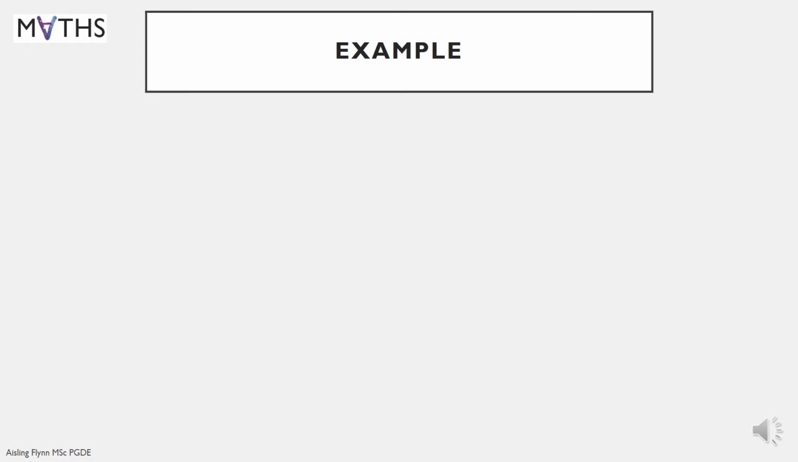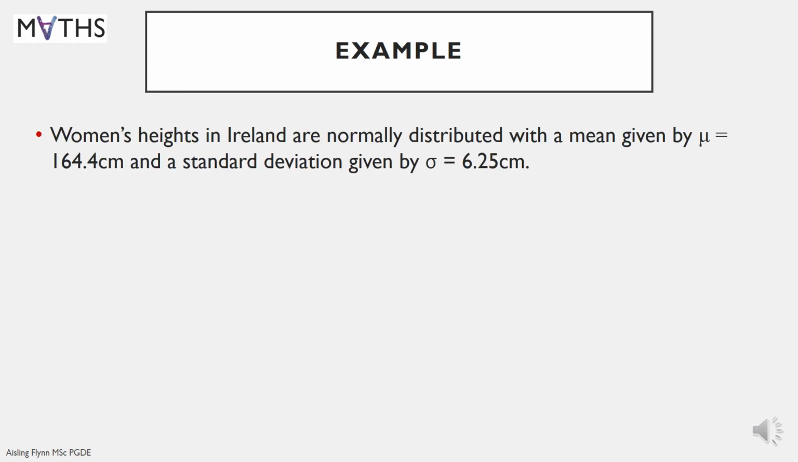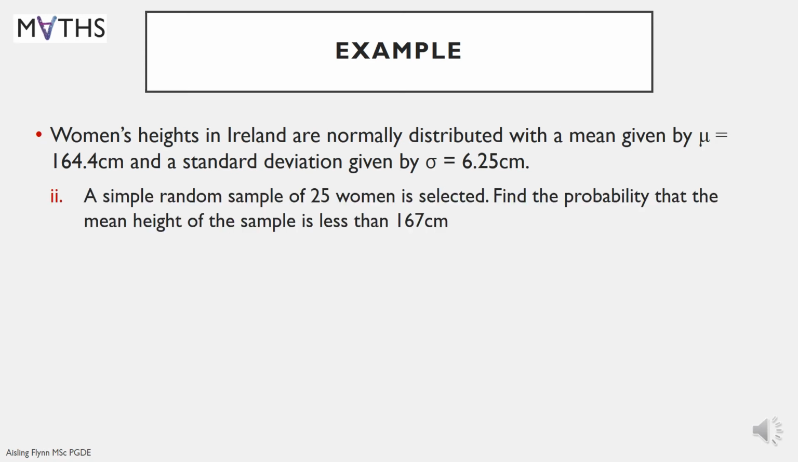Okay, so the next part of that question, so the same stats, asks: a simple random sample of 25 women is selected. Find the probability that the mean height of the sample is less than 167 centimeters. Now we're asked to draw conclusions about the sample, not the population. So again, probability is mentioned.